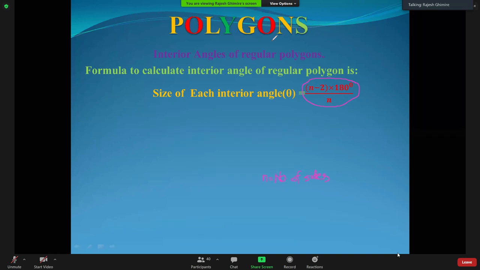If we are going to calculate the size of each interior angle of a regular octagon, we'll keep 8 in place of n. In a nonagon, we should keep 9 in place of n. In a decagon, we should keep 10 in place of n. This is the formula to calculate the size of an interior angle.